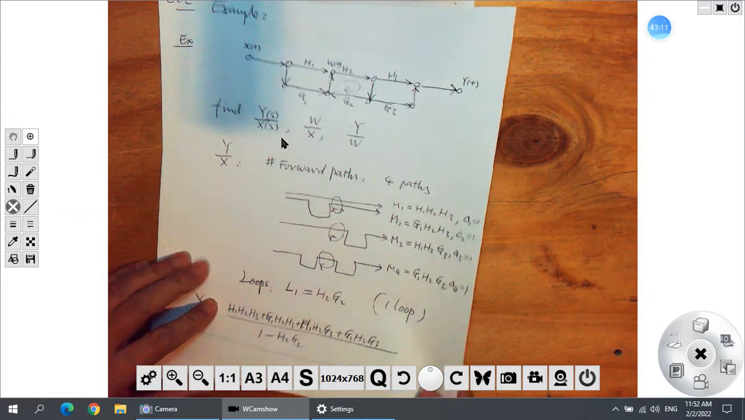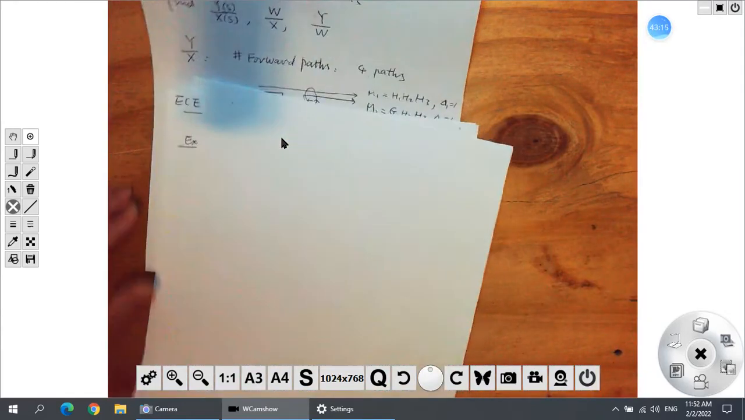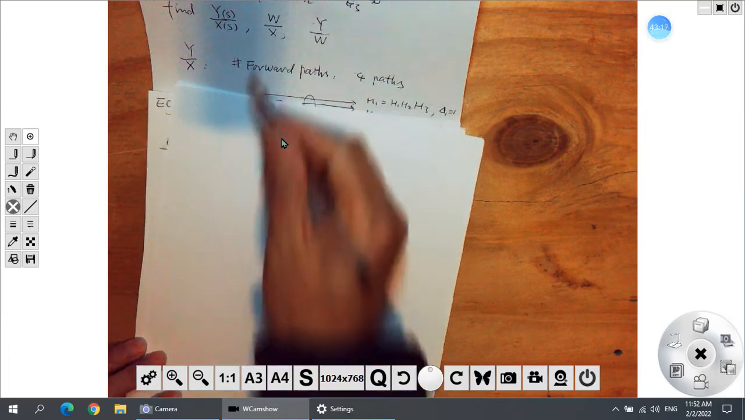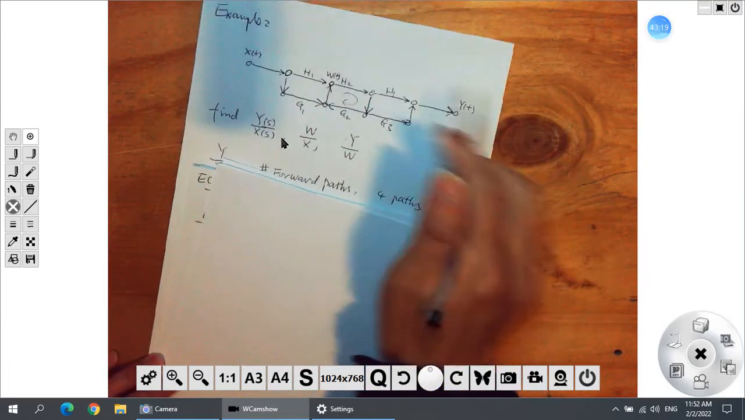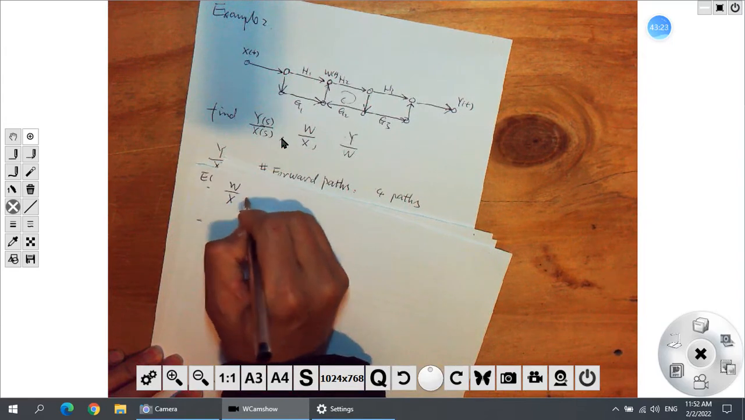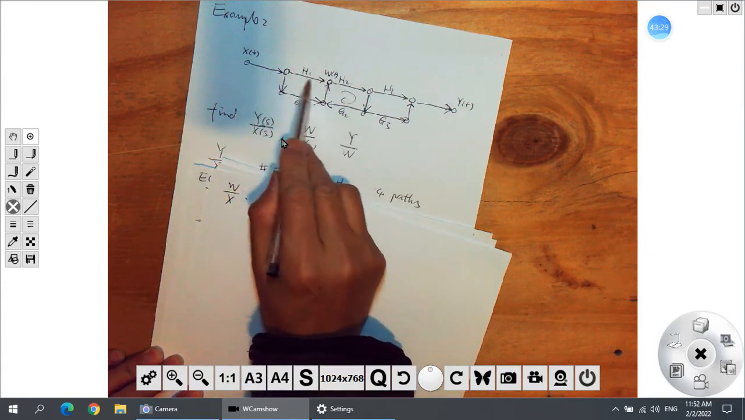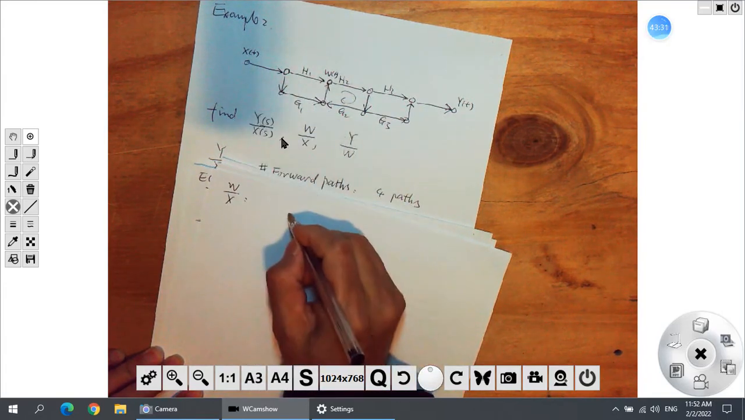And then we can check W over X. For W over X, how many forward paths do we have? We have 2, right? We have 2.